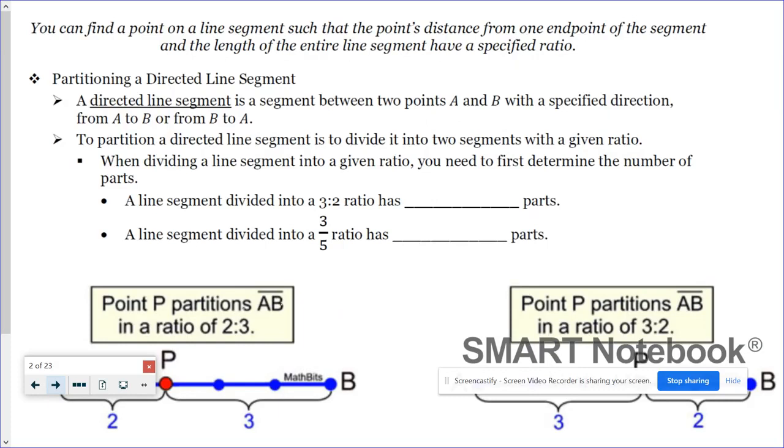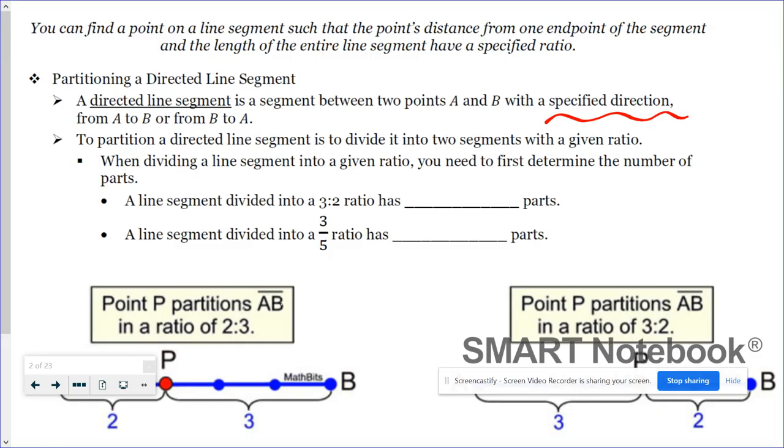All right, so directed line segment. It's a segment between 2 points A and B with a specified direction. Okay, that's important because we go from A to B versus B to A, those are two different directions. So we have to pay attention to direction. To partition a directed line segment is to divide it into two segments with a given ratio.